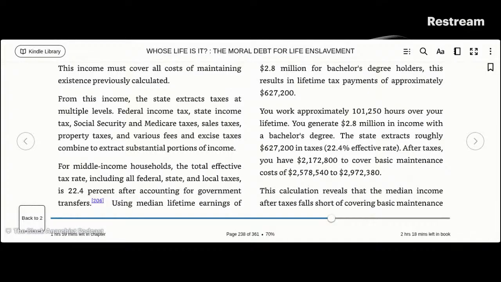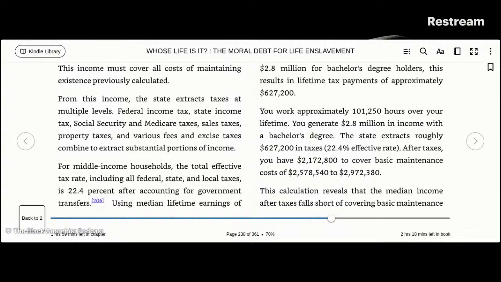From this income, the state extracts taxes at multiple levels: federal income tax, state income tax, Social Security and Medicare taxes, sales taxes, property taxes, and various fees and excise taxes combined to extract substantial portions of income. For middle income households, the total effective tax rate, including all federal, state, and local taxes, is 22.4% after accounting for government transfers. Using median lifetime earnings of 2.8 million for bachelor's degree holders, this results in lifetime tax payments of approximately 627,200.